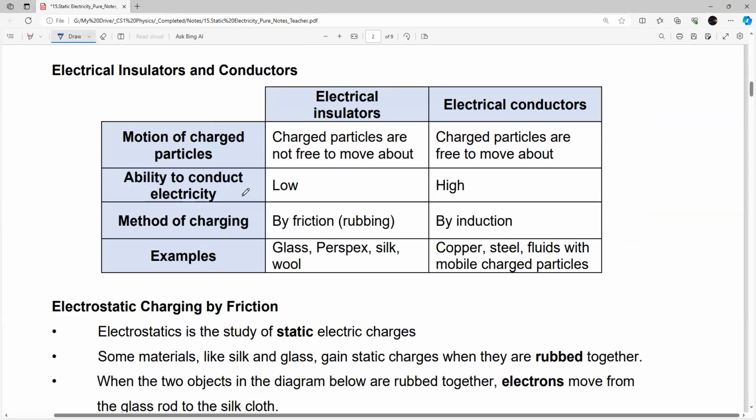Next, there are electrical insulators as well as electrical conductors. In electrical insulators, the charged particles, such as electrons, are not free to move about. Whereas in electrical conductors, the electrons are free to move about.